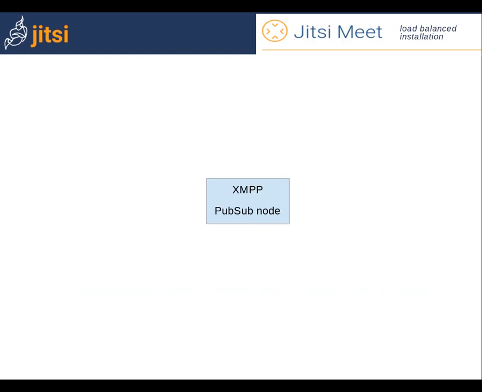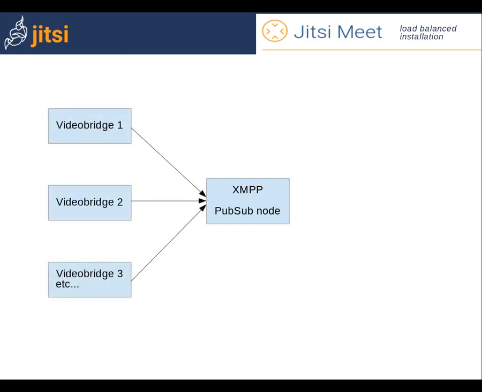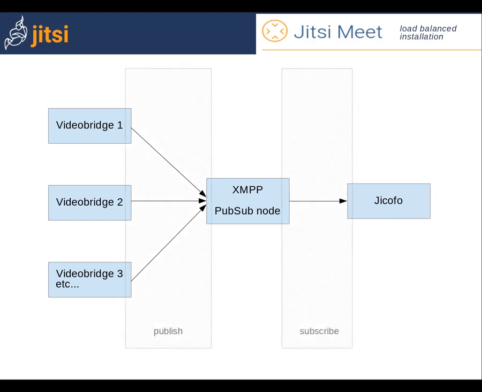All the components communicate through XMPP. Each video bridge periodically publishes information about its current load in a pub/sub node on the XMPP server. Jicofo is subscribed to these nodes and listens to the changes.